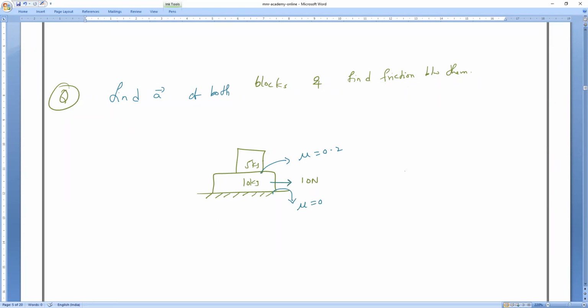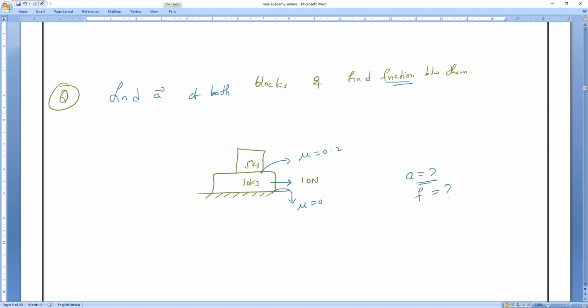Now we have to find two things. One is the acceleration. If it is together, common acceleration. If it is separately, different accelerations. Am I right or wrong? And we also have to find F. F means frictional force. Either it is a kinetic friction or it is a static friction. Clear, everyone?